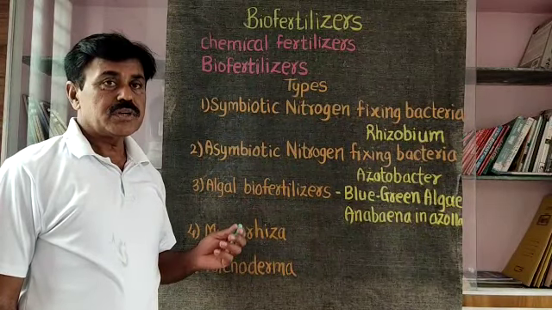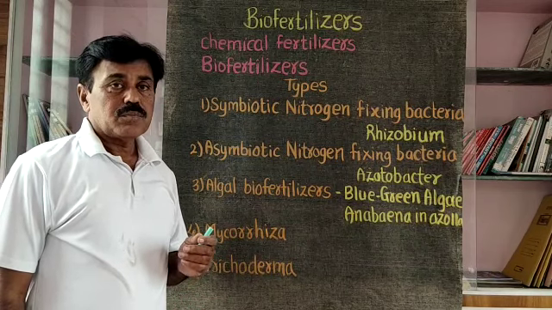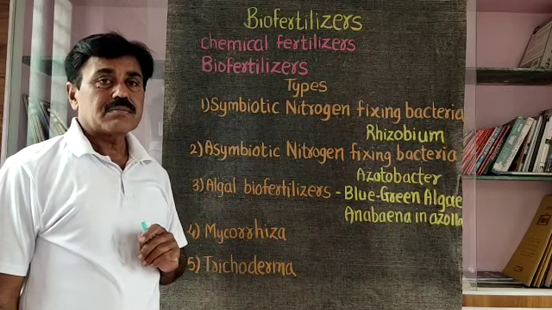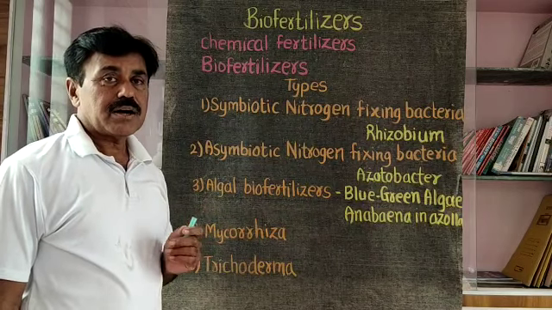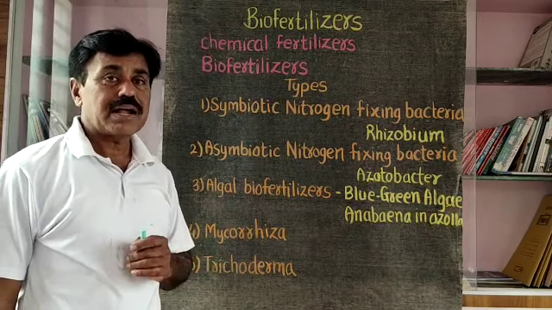Now here in this video we are concerned with biofertilizers. This chapter belongs to unit number 1, paper number 16. As far as fertilizers are concerned, fertilizer is one important factor as far as plant growth is concerned.